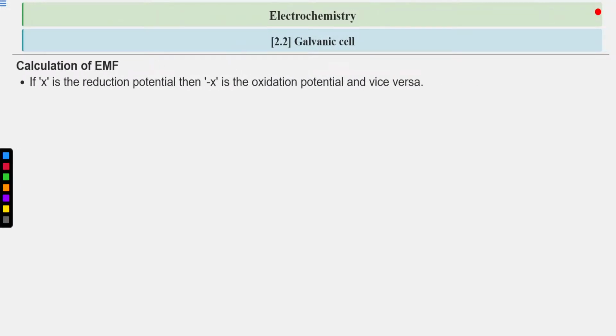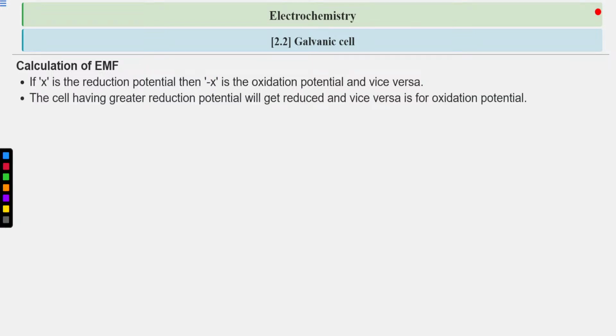Okay, now if you want to calculate the EMF, how can we do the calculation of EMF? Let's suppose if X is the reduction potential, then minus X is the oxidation potential and vice versa. As I said, whatever is happening for the reduction process, the opposite process will happen for the oxidation and vice versa. So if X is the reduction potential, minus X will be the oxidation potential.